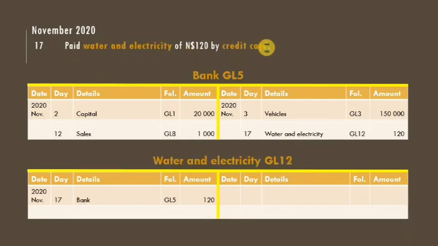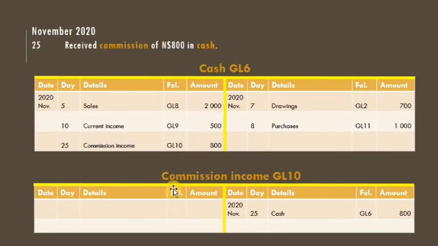Paid water and electricity by credit card. This is water and electricity and bank. Now our bank decreased on the credit side with water and electricity, and our water and electricity will be debited because it is an expense and it will be debited with the details bank.